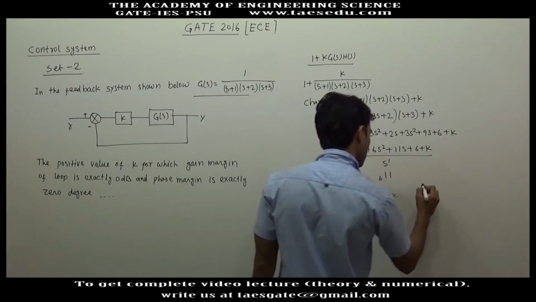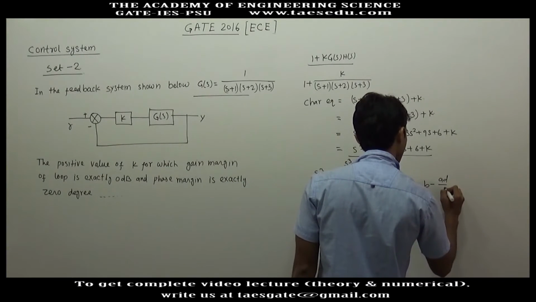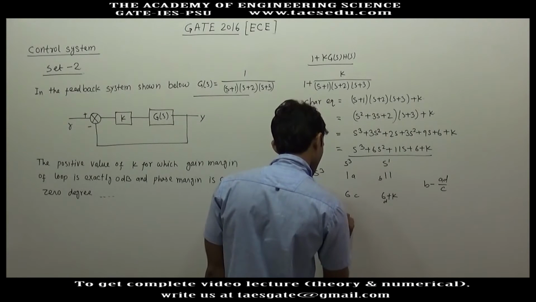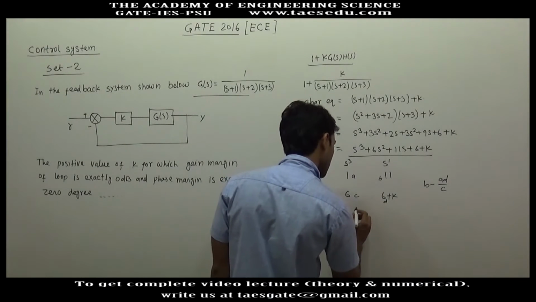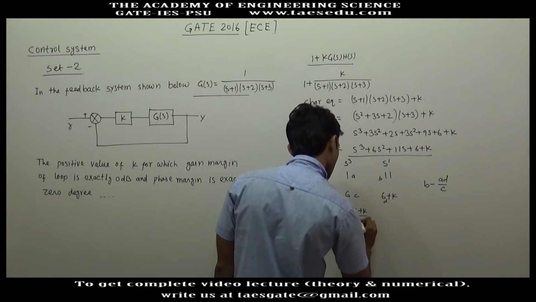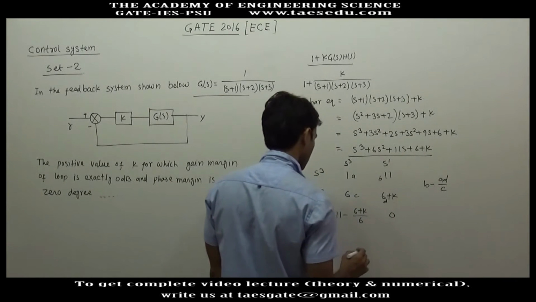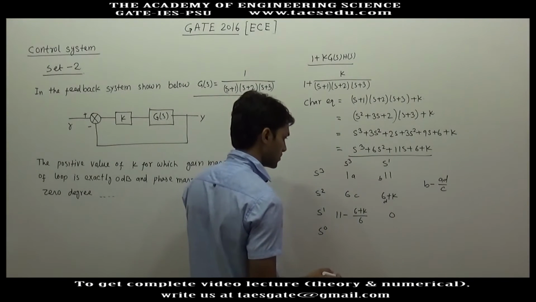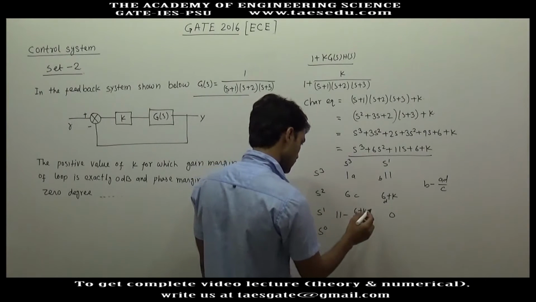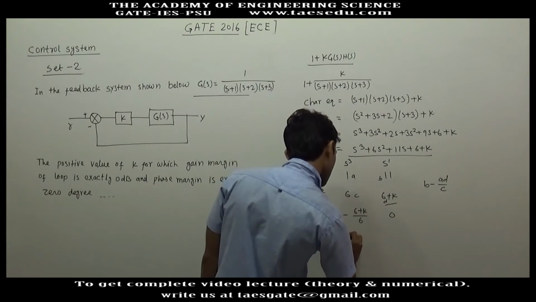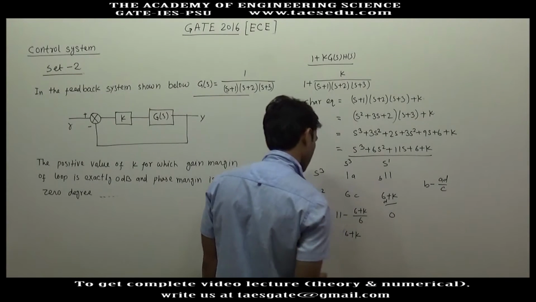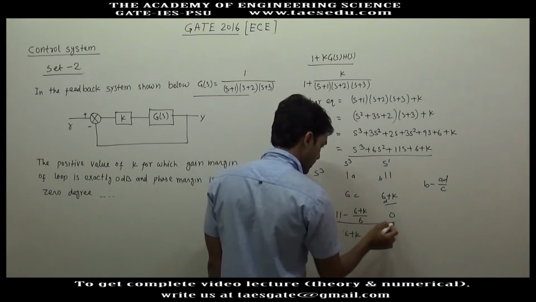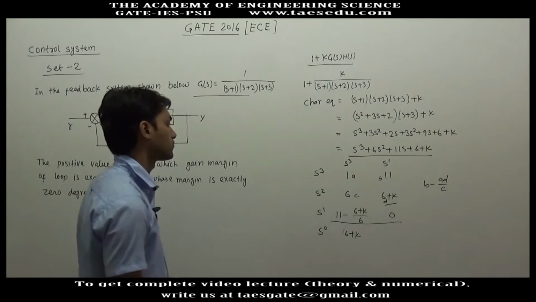Here we will have (bc minus ad) by c. So b is 11 minus (6 plus k) divided by 6, 0. So we have to make one complete row 0. Here we will have 6 plus k. So we have to make this complete row as 0.